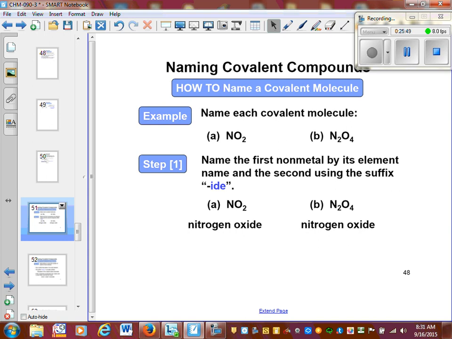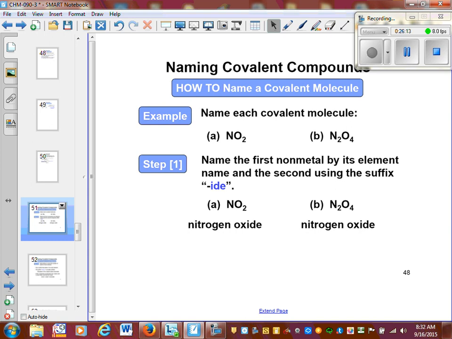What's the prefix for 2? Di, the name of the element, dinitrogen. Prefix for 4 is tetra. Dinitrogen tetroxide.